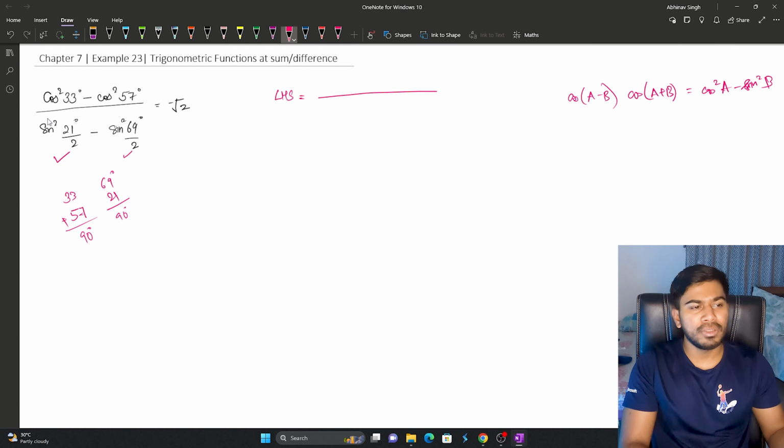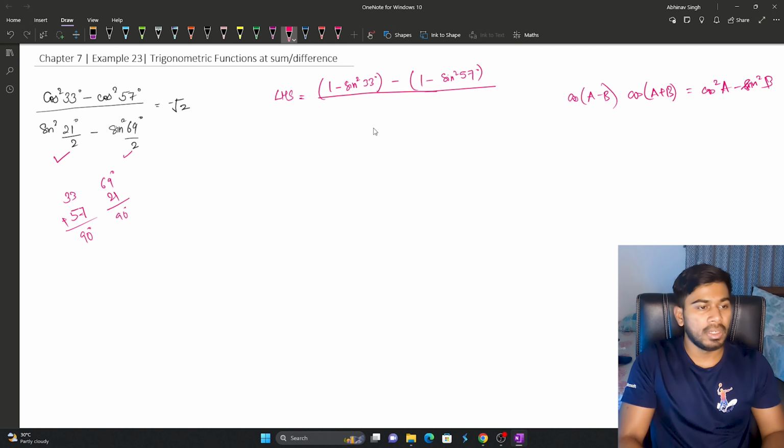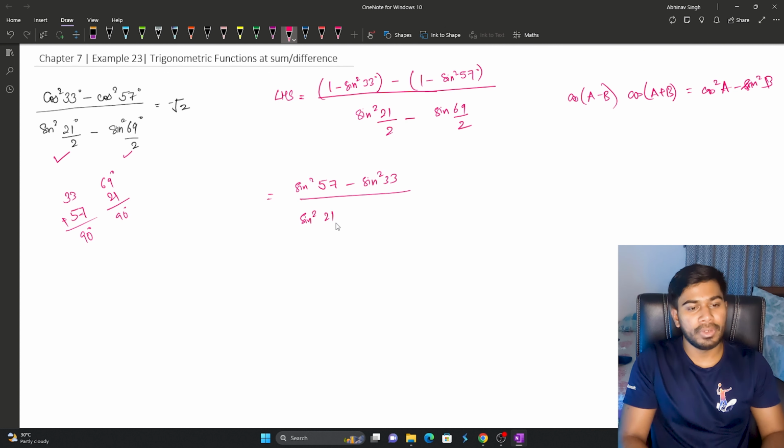Need not worry, why not convert both cos into sin, because we know sin² a minus sin² b. So I can write cos² 33 as 1 minus sin² 33 degree, and cos² 57 as 1 minus sin² 57 degree. And the denominator I do not need to do anything because I can use the formula on sin² a minus sin² b. Cool. Let's simplify. It turns out to be (sin² 57 minus sin² 33) upon (sin² 21/2 minus sin² 69/2).